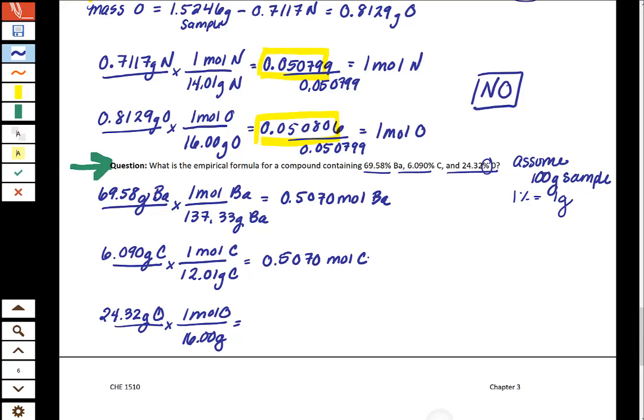And then 1.520 moles of oxygen. So we're going to do the same thing that we did before. We're going to pick the lowest of these 3 numbers that we've calculated, right? So we're picking the lowest out of these 3. Now, in this particular case, barium and carbon have the same amount of moles, so it doesn't really matter which one you choose, right? It's the same numerical value. You're going to do that division.